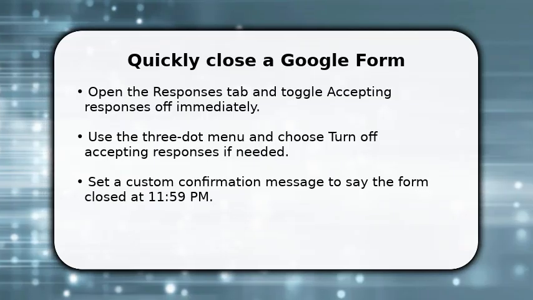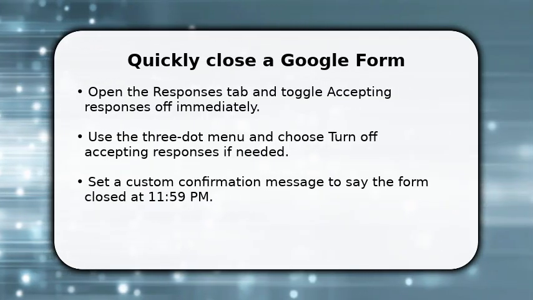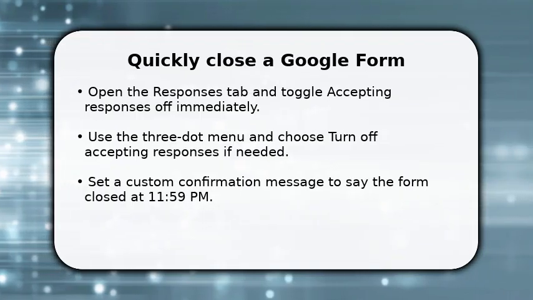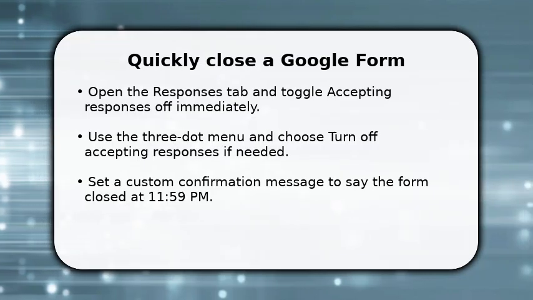Open your Google form and click the Responses tab at the top. Look for the Accepting Responses toggle and switch it off immediately. If you prefer, click the three-dot menu and choose Turn off Accepting Responses instead.